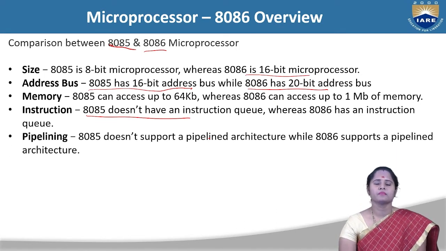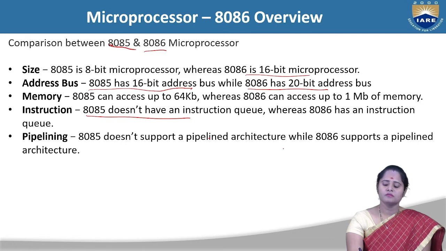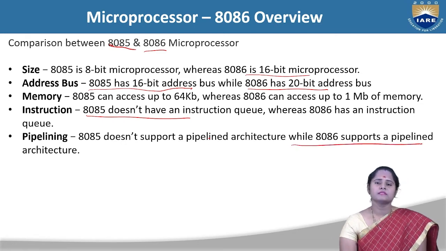Next, pipelining. As the instruction queue is not present in the 8085, the pipelining process is not supported by the 8085, whereas the 8086 supports the pipelining process.